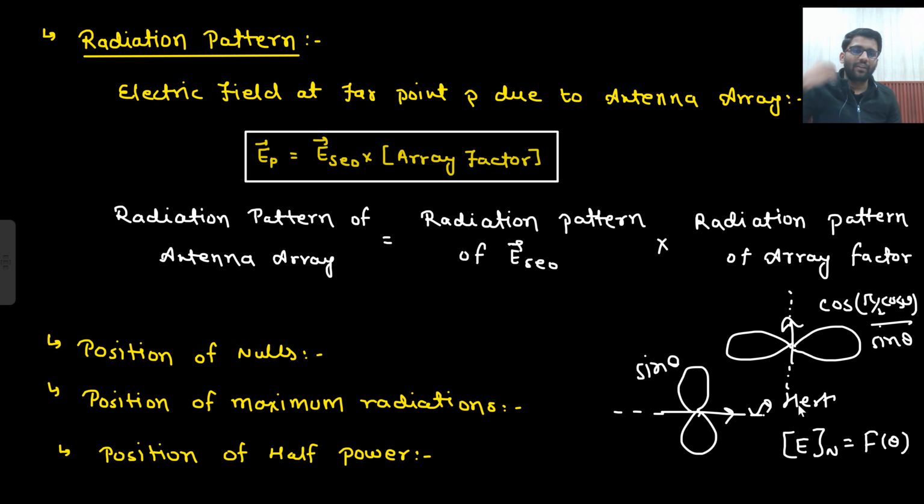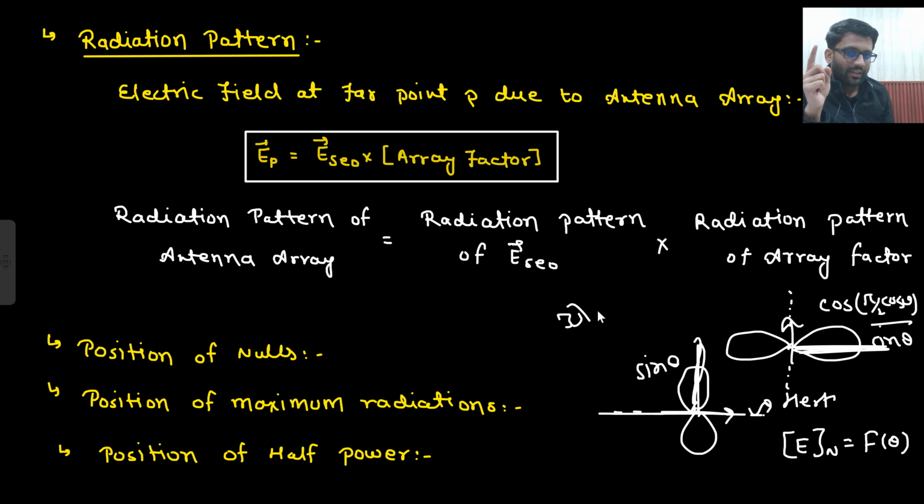This is the thing. No matter what kind of antenna it is, whether it is half wave, full wave, 3 lambda by 2, 1.5 lambda, 1.7 lambda, in the direction of antenna, you will never have any radiation. Do you agree to this point? Yes. And in most of the antennas, at the perpendicular direction to the antenna, you get the maximum radiation. That means here you get the maximum radiation, here you get the maximum radiation in most of the antennas, but not in all the antennas.